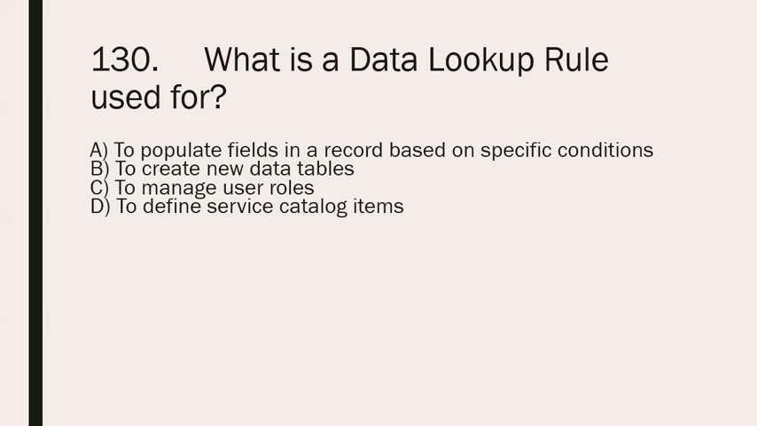130. What is a data lookup rule used for? A. To populate fields in a record based on specific conditions. B. To create new data tables. C. To manage user roles. D. To define service catalog items. Answer. A. To populate fields in a record based on specific conditions.